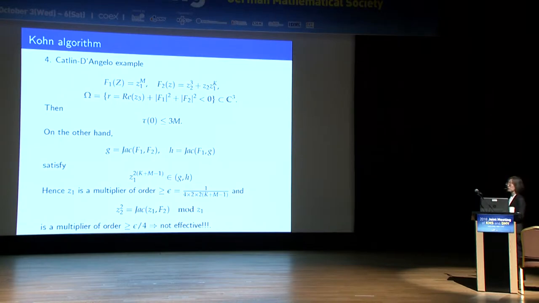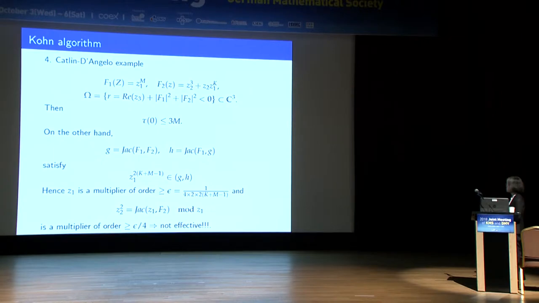And then we apply Kohn's algorithm. So first, there's no other way but to take the Jacobian of F1 and F2 and call it G. And then next we take the Jacobian of G and F1. Then we obtain this function. So a coordinate function is a multiplier. So we take the root of this function, then the order changes by this number. So we have two Jacobians and one root. So the order is like this.